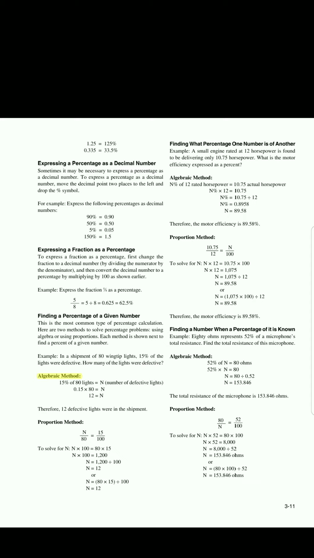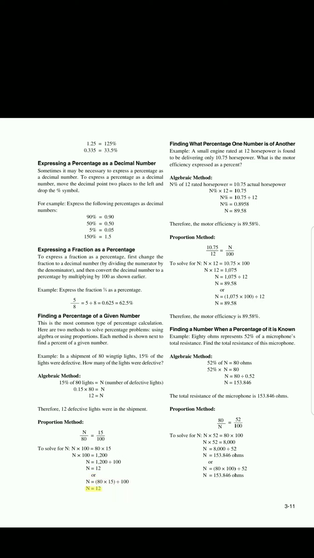Algebraic method. 15% of 80 lights equals n, number of defective lights. 0.15 times 80 equals n, 12 equals n. Therefore, 12 defective lights were in the shipment. Proportion method. n/15 equals 80/100. To solve for n, n times 100 equals 80 times 15. n times 100 equals 1,200. n equals 1,200 divided by 100. n equals 12. Or n equals 80 times 15 divided by 100.